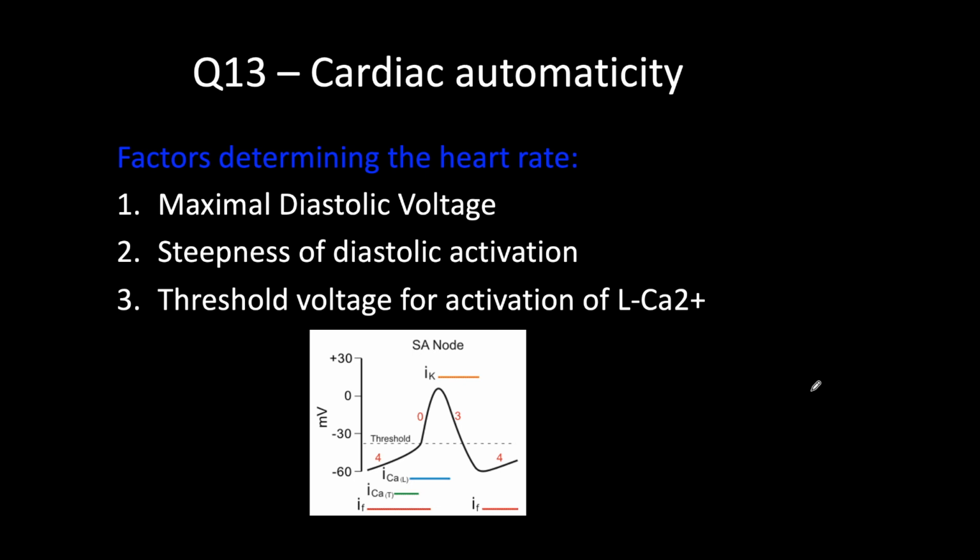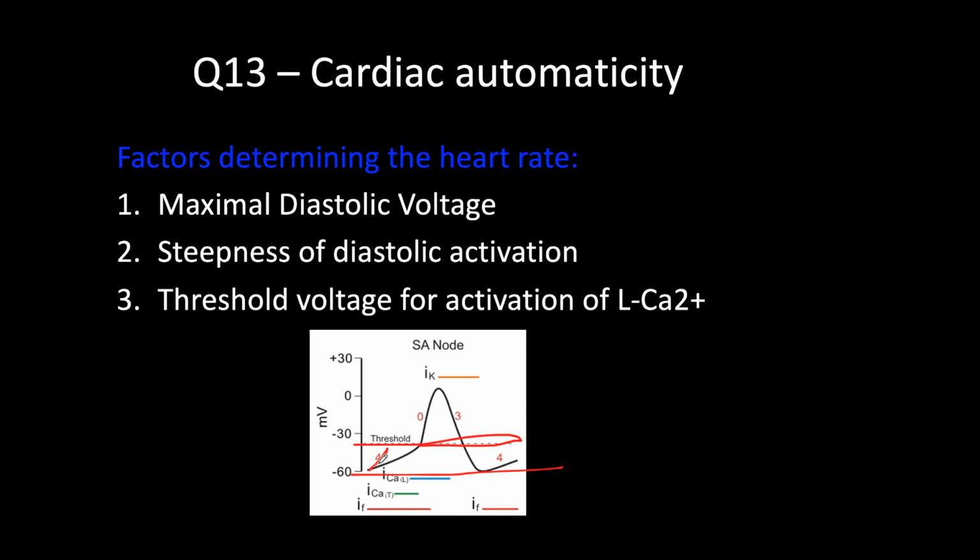And again, we come to the previous slide, as mentioned before. The factors determining the heart rate are the maximum diastolic voltage, so it's this part here. Obviously, if it was higher or lower, it would very much affect how quickly the threshold was reached. And obviously moving the threshold voltage for the activation of long-lasting calcium channels takes effect as well. So if this was much lower, it would be easier to reach the threshold. But it's mainly the slope that's affected.